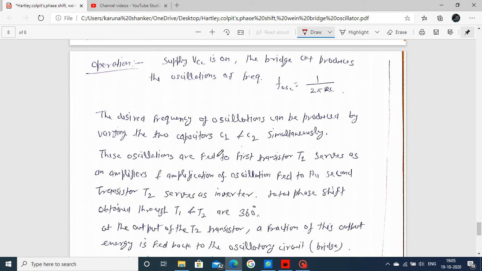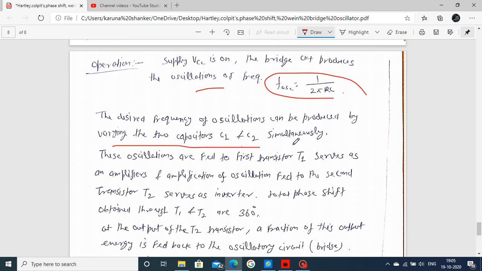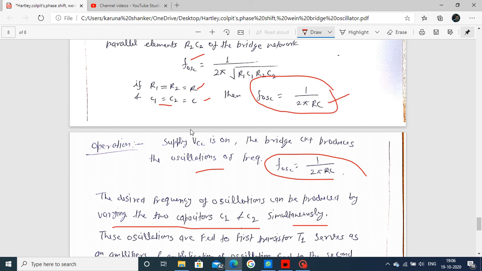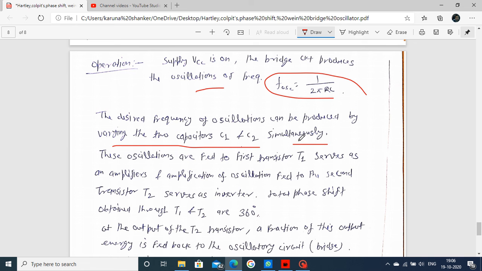Now to focus on the operation: first we switch on the supply and your bridge circuit produces an oscillation by this relation. Next, the desired frequency of oscillation can be produced by varying the two capacitances C1 and C2 simultaneously. This is written here, and this arrow mark indicates that they vary simultaneously. This is also called gang tuning. Both are varying in nature.